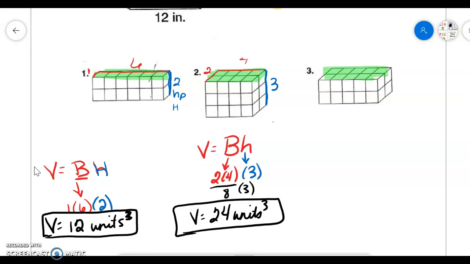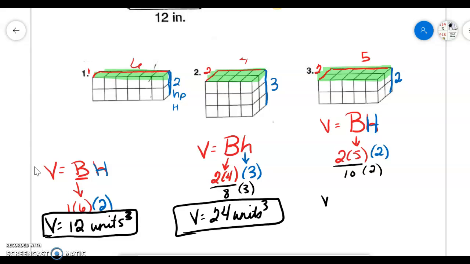When we look at number 3, here's again my base shape. Again, all of these are rectangular prisms today. We have 2 by 1, 2, 3, 4, 5, and we have a height of 2. So in my formula, I can say V equals big BH, and big B is 2 times 5. My big H is going to be 2. So 2 times 5 is 10, and 10 times 2 is a volume of 20 units cubed.